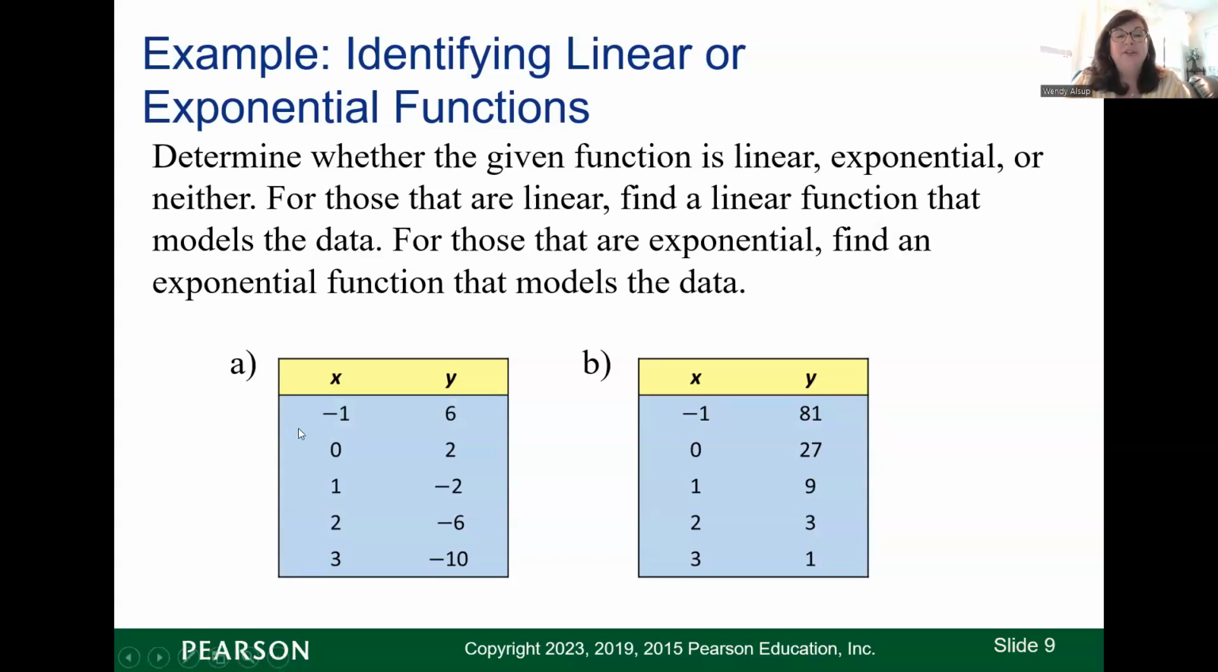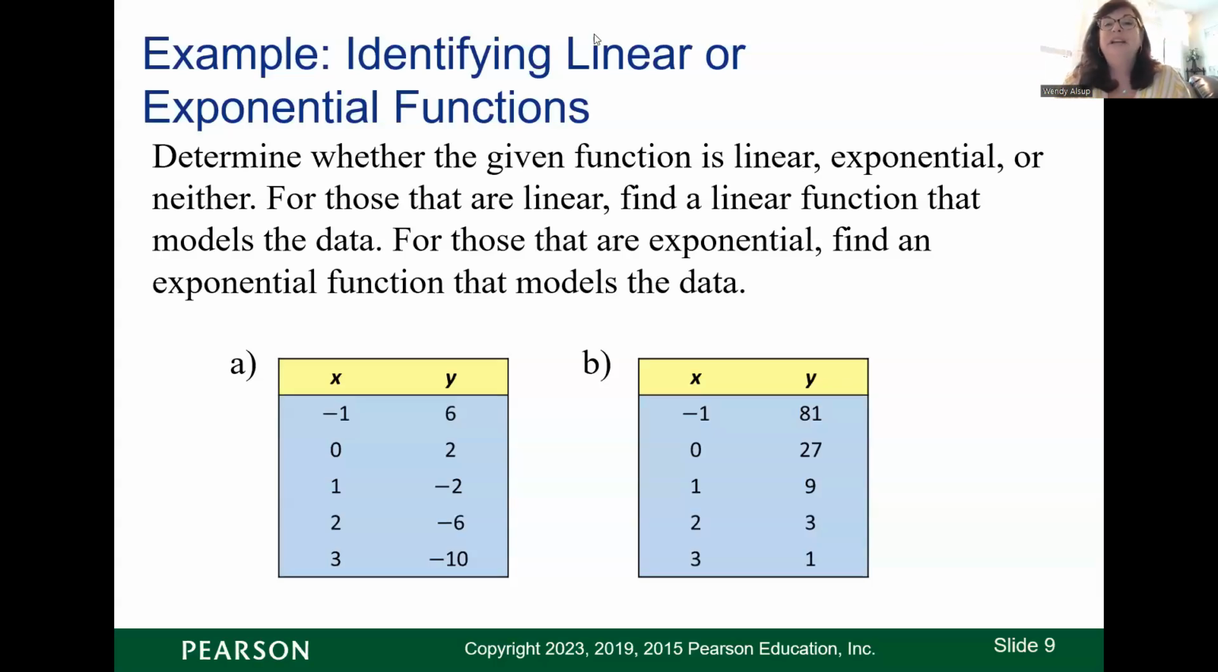All right, so let's say I gave you a set of ordered pairs here for letter A and a set of ordered pairs here for letter B. So the points (-1, 6), (0, 2), (1, -2), (2, -6), (3, -10). Let's just look at this first set here. I'm going to write these down, and maybe you would like to write them down as well. So pause it real quick and write these down. Did you get them written down?